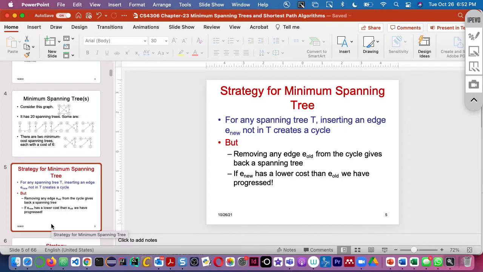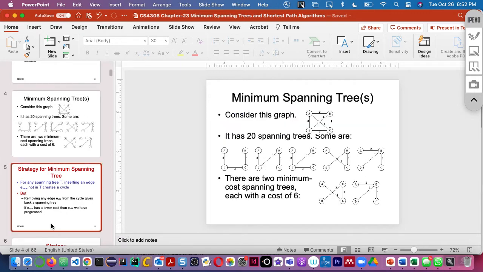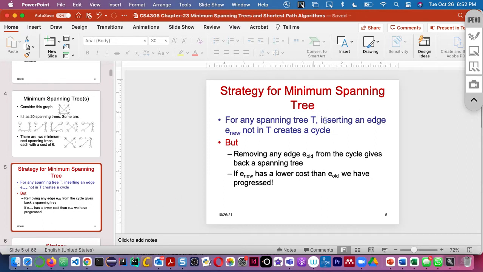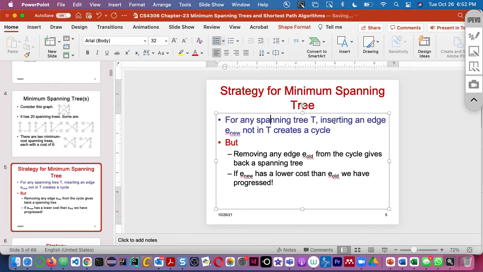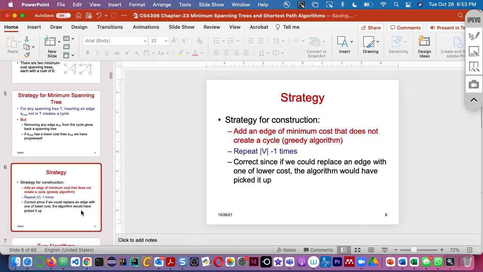So we know the strategy to find a minimum spanning tree. We expand the tree, right? For any tree we add new edges, but we have to avoid making a cycle. We have to cover all vertices, or all nodes, but we need to be careful not to make a cycle. A spanning tree cannot have a cycle, right? That is the restriction, if you remember.